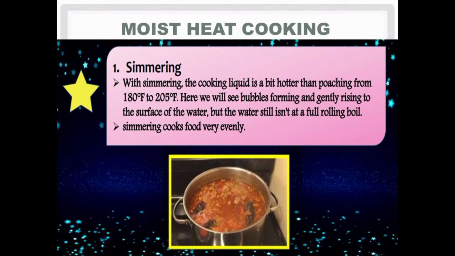So we have first simmering. With simmering, the cooking liquid is a bit hotter than poaching, from 180 degrees Fahrenheit to 205 degrees Fahrenheit. Here, we will see bubbles forming and gently rising to the surface of the water, but the water still isn't at the full rolling boil. Simmering cooks food very evenly.